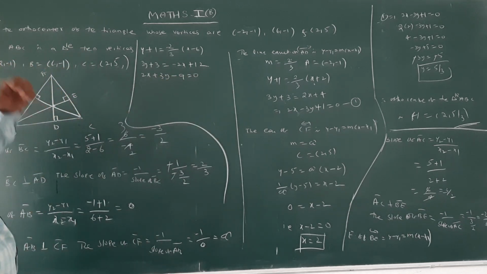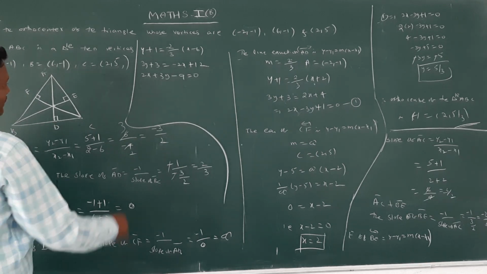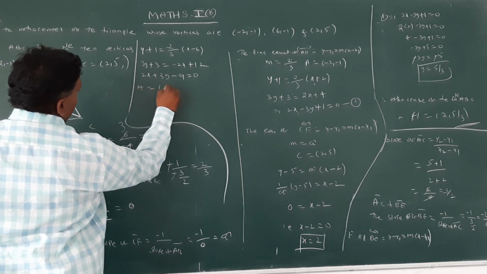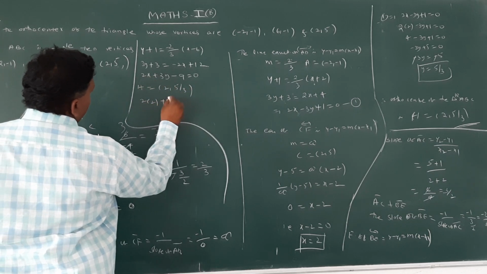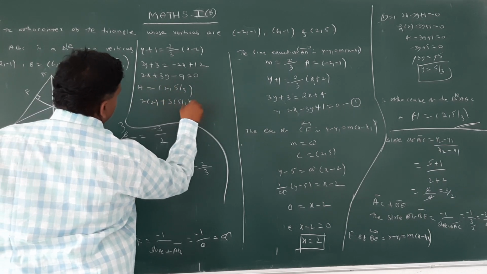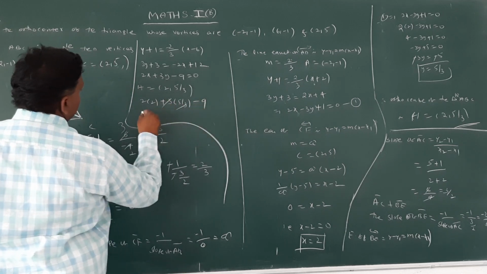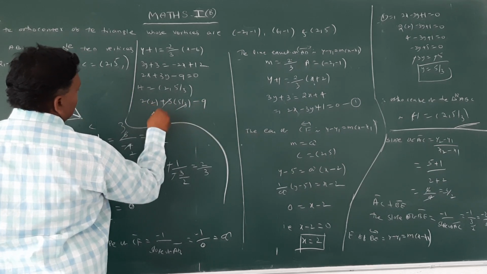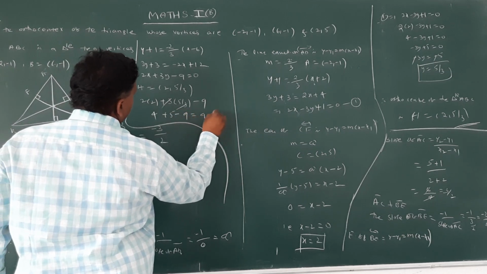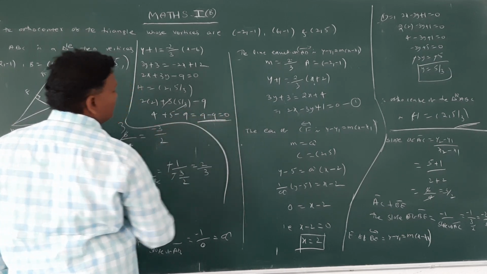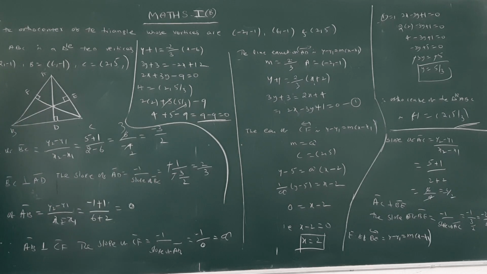What is the orthocenter? H is equal to (2, 5 by 3). Substituting: 2 into 2 plus 3 into 5 by 3 minus 9. The 3s cancel. 2 twos are 4 plus 5 minus 9 is equal to 9 minus 9 is equal to 0. This is to check the answer.